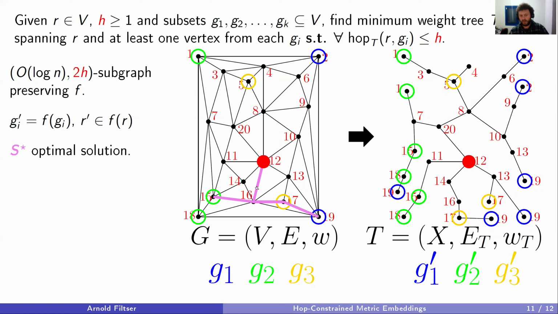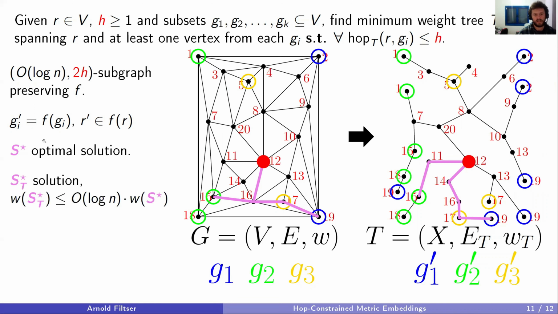Consider an optimal solution to the problem, S star. Now, because this embedding is subgraph preserving, we are guaranteed that there's some S star T in the tree T, of weight at most log n times the weight of S star. And note that this is a valid solution because here the hop distance between any group and the depot R was at most h. And therefore they will all be in the same connected component.